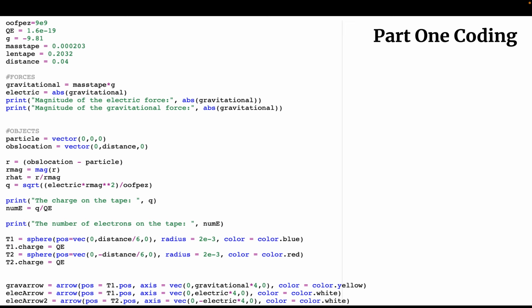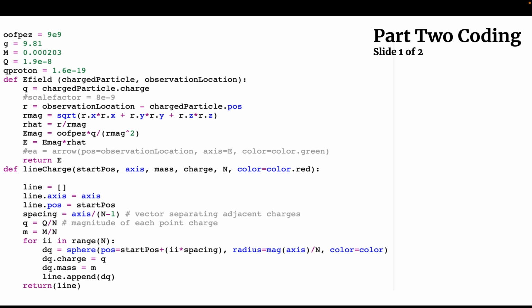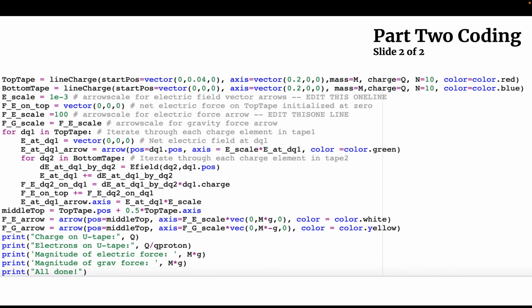This is the first part of my coding. I won't go into detail, but this is forming the diagram you'll see on the next few slides. And then this is part 2 of the coding. Again, it's using some of the stuff from part 1, but going a little bit more in detail.